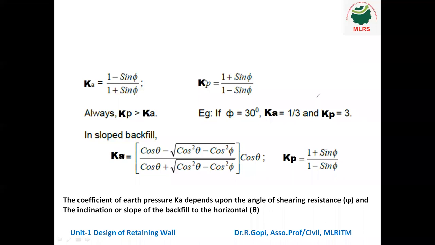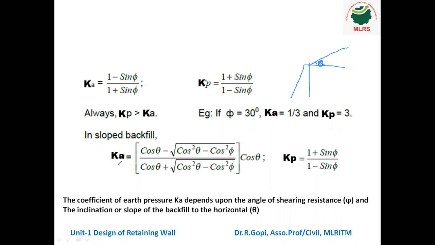Okay, so this is for horizontal backfill. Horizontal backfill means, suppose this is the retaining wall, like this. Now suppose in case of sloped backfill, the backfill is at some angle. This angle is theta. That means a sloped backfill.